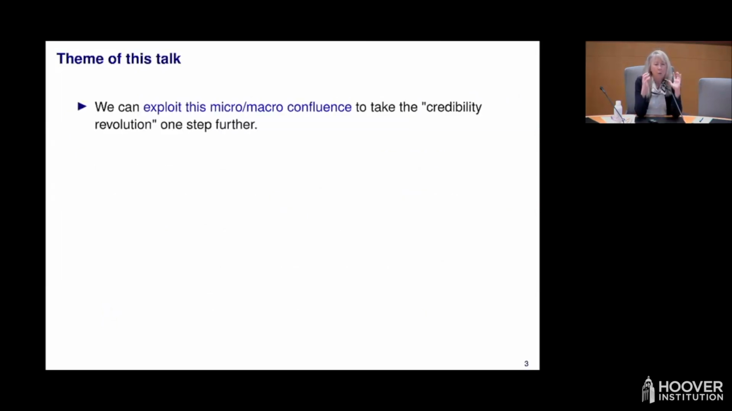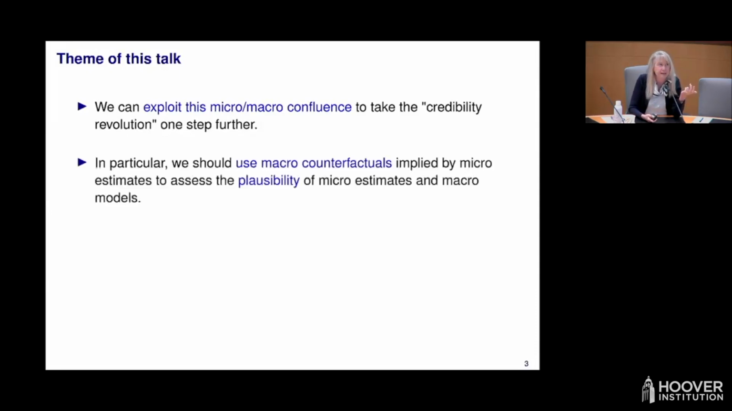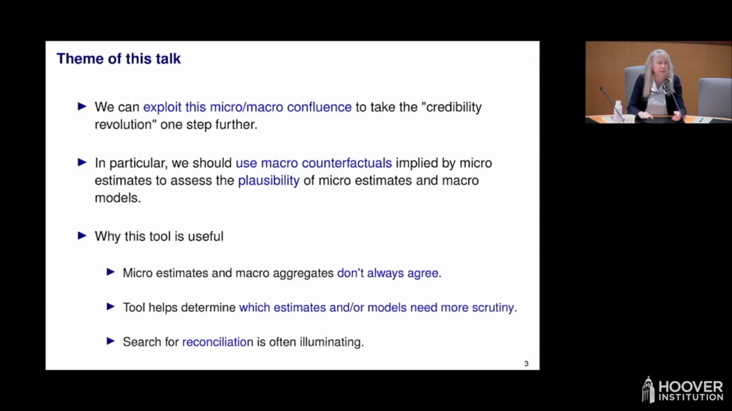So what's the theme of this talk? What I want to argue here is that we could exploit this micro-macro confluence to take the credibility revolution one step further. In particular, we should use what I'm going to call macro counterfactuals that are implied by the micro estimates to assess the plausibility of the micro estimates and macro models. All right, so why is this tool useful?